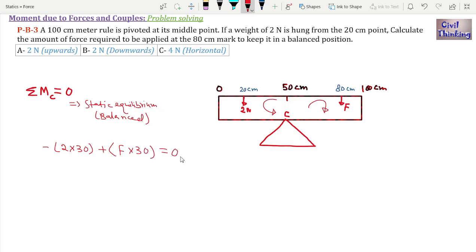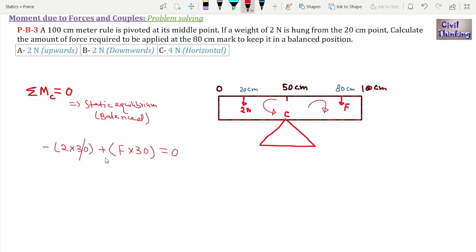Why? Because that will give us the balanced position. Okay, now when we say this is 0, it means it will be balanced, because that is what we had to find. We had to find the force required. We had to find the value of F such that the meter rule is balanced. So we have made it balanced and we will find the value of F.